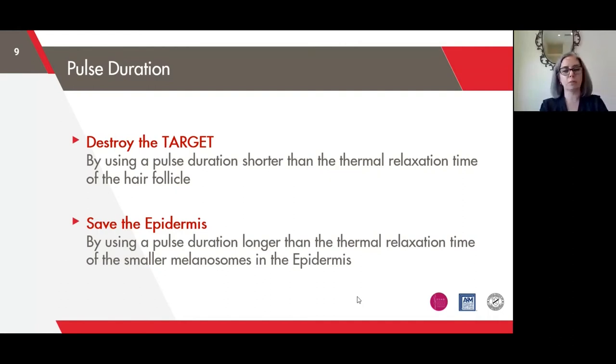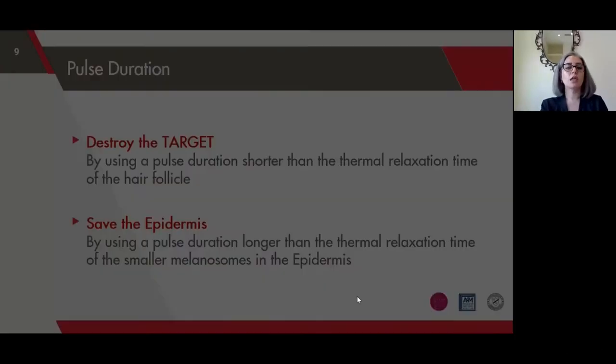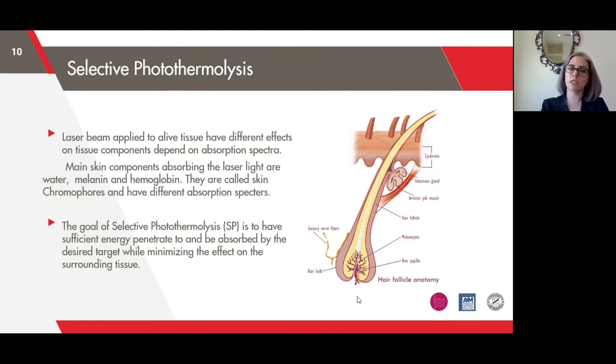How can I save epidermis? I have to give my laser in a way that my epidermis has time to cool down. It means my pulse duration of the laser will be longer than the thermal relaxation time of the epidermis, because my aim is to give a chance for epidermis to cool down. But when my aim is not to give the chance to my hair follicle, my pulse duration should be shorter than the thermal relaxation time of my hair follicle. In this way, I can guarantee that I saved epidermis, I didn't save hair follicle. That's why thermal relaxation time is a very, very important concept.